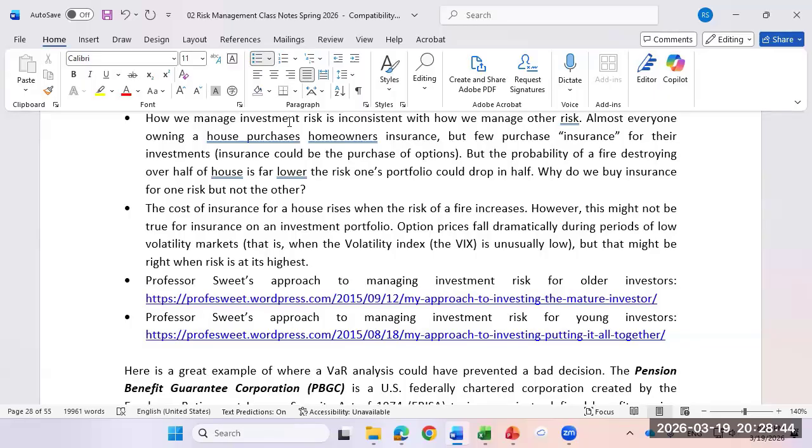So you should manage risk in a holistic way. You shouldn't manage homeowners insurance risk radically differently than stock market risk. They're both risk. You have a $500,000 house and a $500,000 stock portfolio. You should look at them similarly.